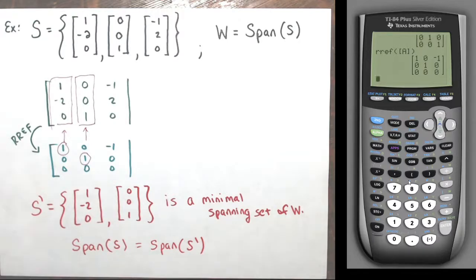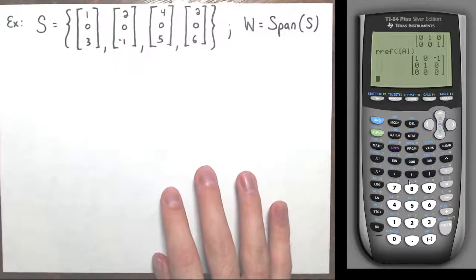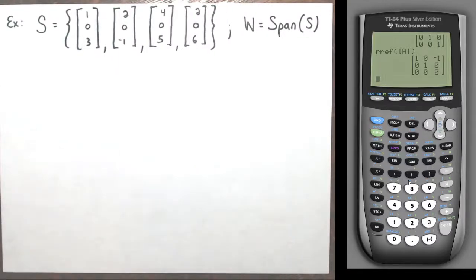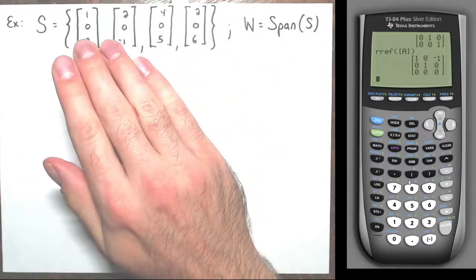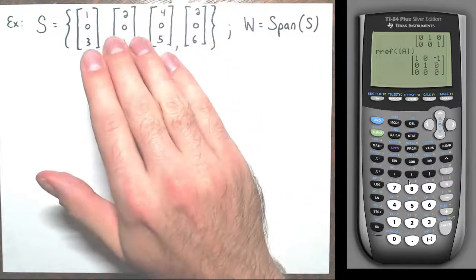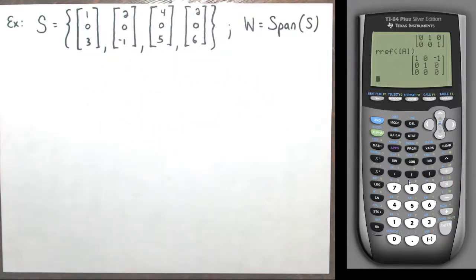Wonderful. All right, and I have finally, last example, just one more here. Here are 4 vectors from R3, and again, W is the span of S, right? So can every linear combination of these 4 be expressed as a linear combination of a smaller number of vectors? And the answer is going to be yes.